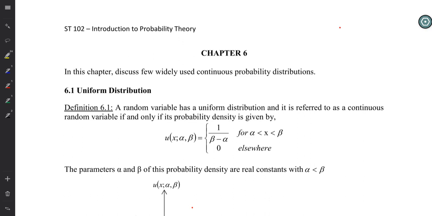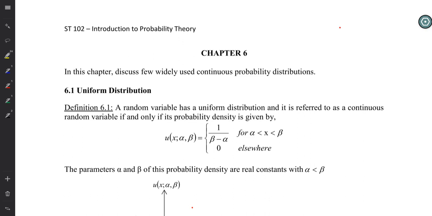So under these continuous probability distributions, the first one that we are going to look at is called the uniform distribution. If you can remember, in Chapter 5 also we had the discrete case of the uniform distribution. This is similar in the continuous case also. Now your random variable is continuous.